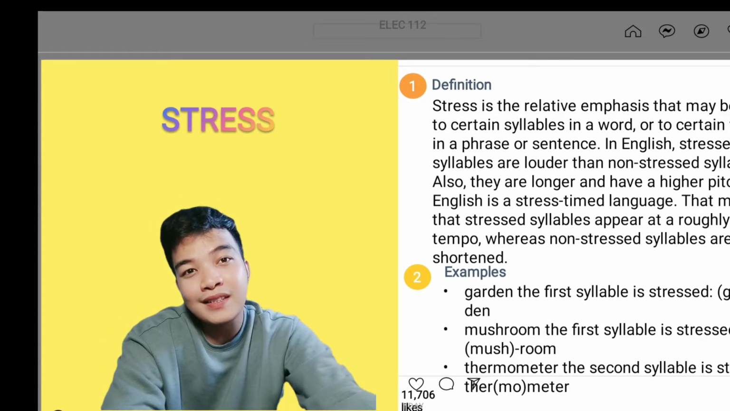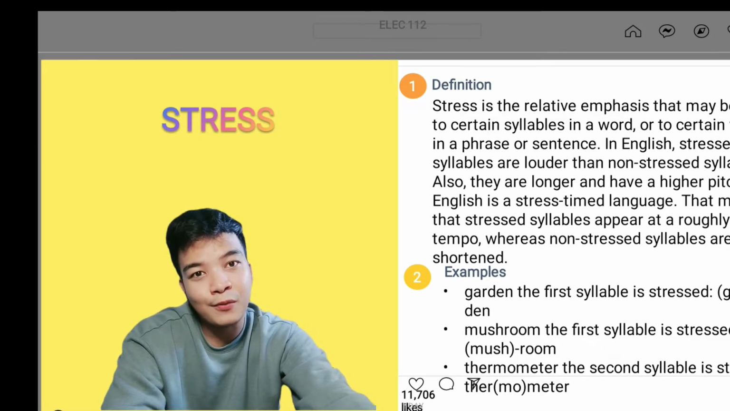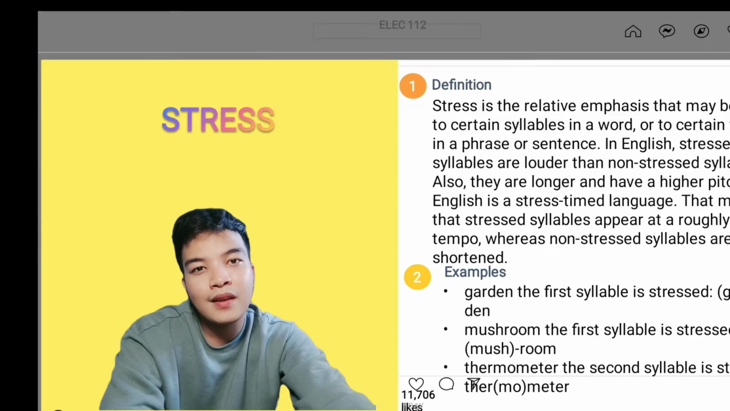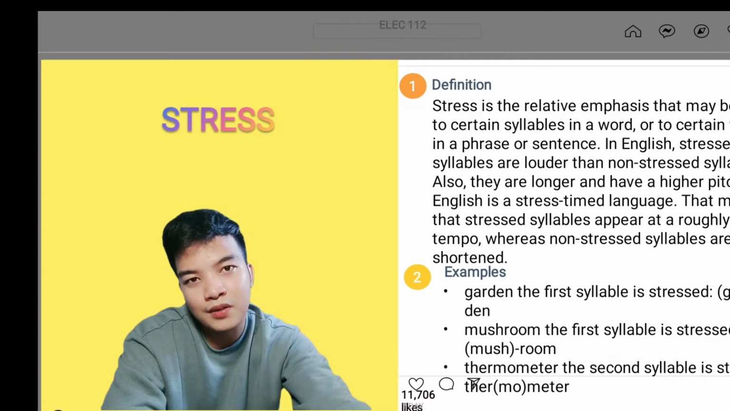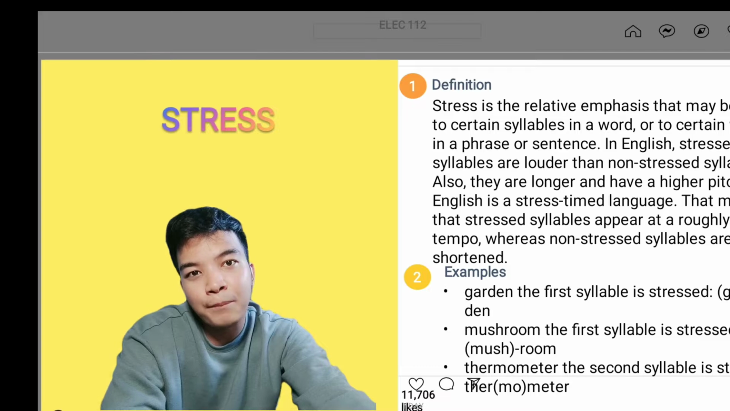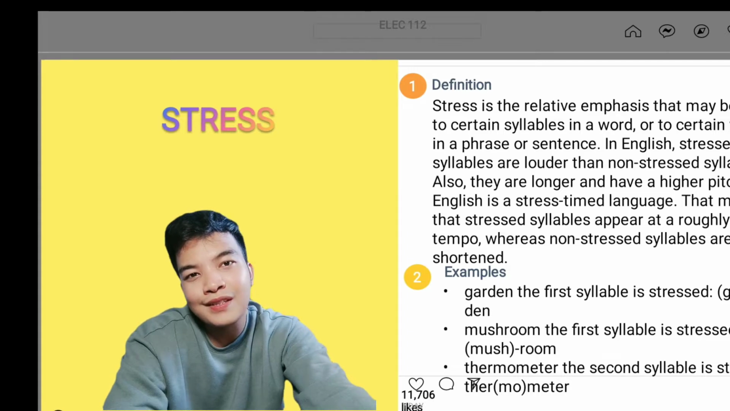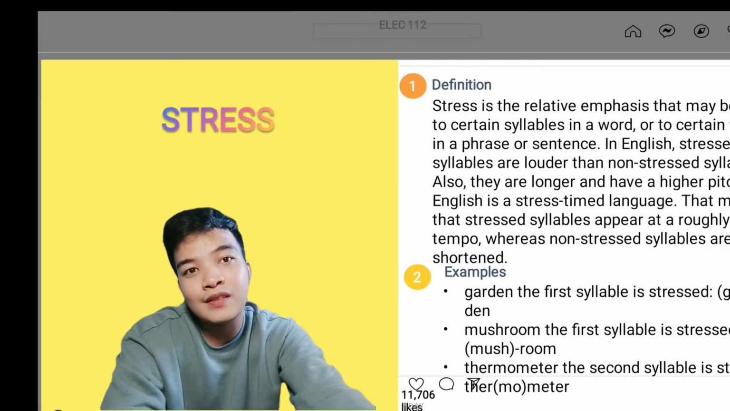So, stress is a relative emphasis that may be given to certain syllables in a word, or certain words in a phrase or a sentence. In English, stressed syllables are louder than non-stressed syllables. Also, they are longer and have a higher pitch. English is a stress-timed language. That means that stressed syllables appear at a roughly steady tempo, whereas non-stressed syllables are shorter.